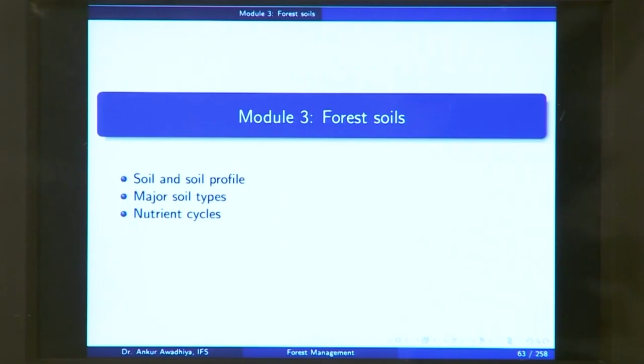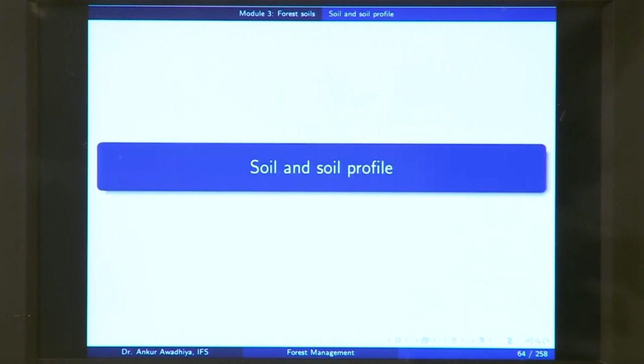Namaste. Today we begin a new module, that is forest soils. This module will have 3 lectures: soil and soil profile, major soil types and nutrient cycles. So, we begin with soil and soil profile.